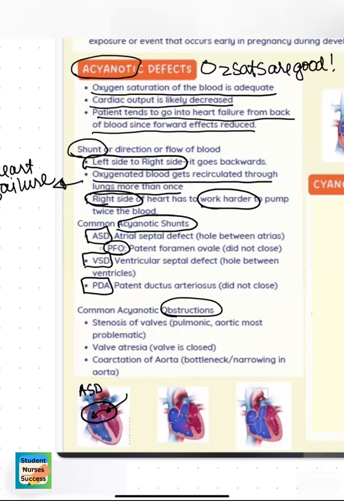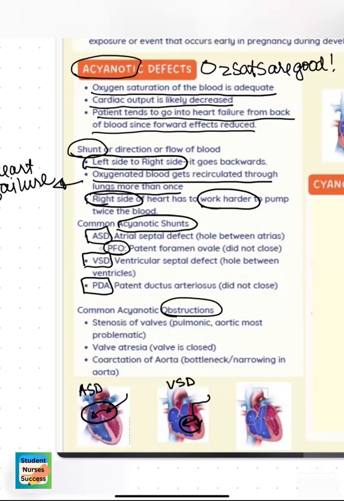Now, a VSD is a ventricular septal defect. In this particular case, there's a hole between the ventricles. These are actually a lot more problematic because the ventricles are a lot larger. So a larger amount of blood is actually moving back over and recirculating. So again, the blood is going to the lungs, it's coming back from the lungs oxygenated, going through into the left ventricle, but then instead of going out to the body, it's going to go back through and recirculate again.